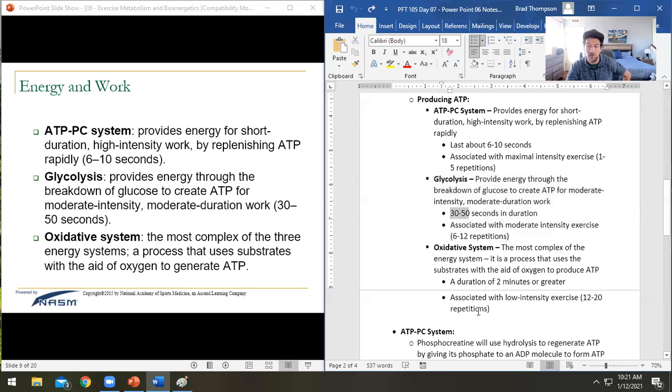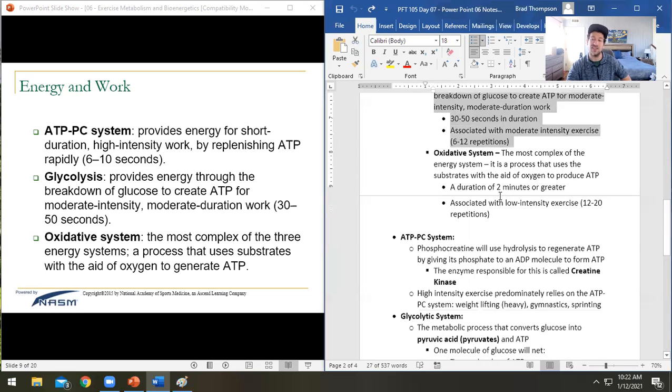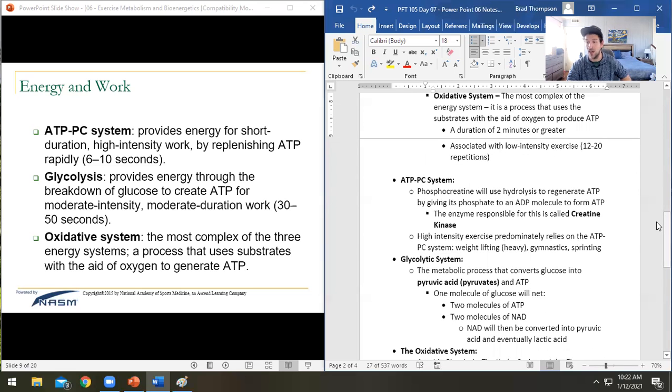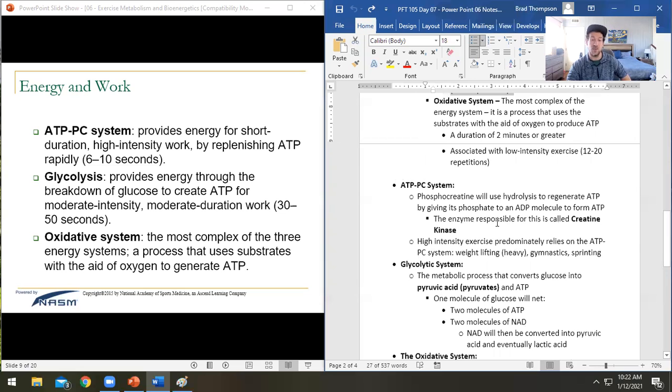So 30 to 50 seconds if your goal is hypertrophy, or 30 to 50 seconds if your goal is to target glycolysis, if we want to think about it from a physiologic standpoint. So we've got our power lifters, we've got our bodybuilders. Now let's say we keep lifting beyond 50 seconds. Let's say we go 2 minutes or even longer, right? Let's say it's a marathon. Well, that's where we start to get into our oxidative metabolism, or our oxidative system.